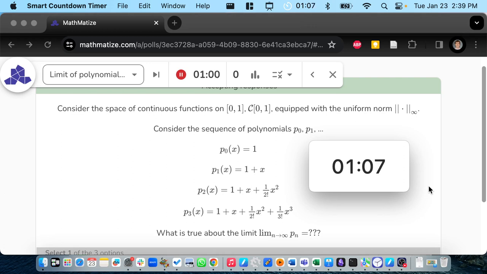So for every x, there is some n, right? So for every one, this bounded interval.